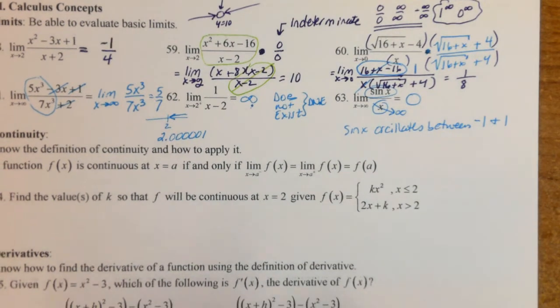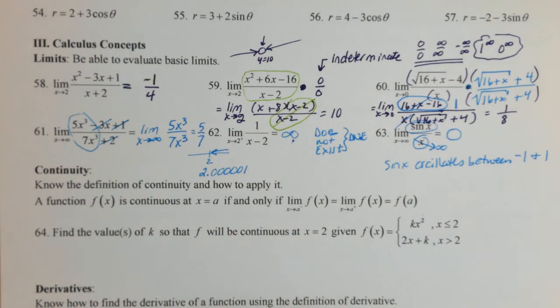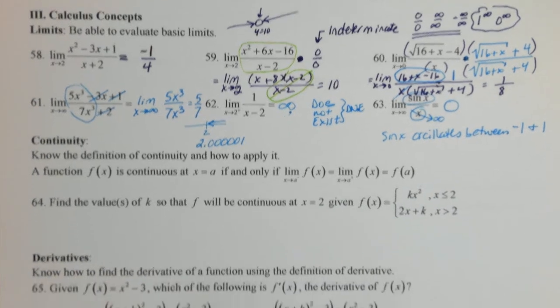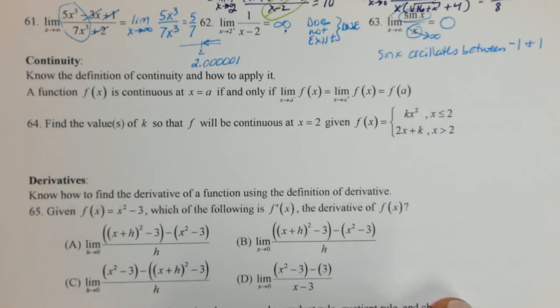Okay? All right. So those are just a few examples of limits. It by no means covers all the limits that you guys did at the end of pre-cal. But these are just a few. Just get your mind thinking. All right. The next topic is continuity.